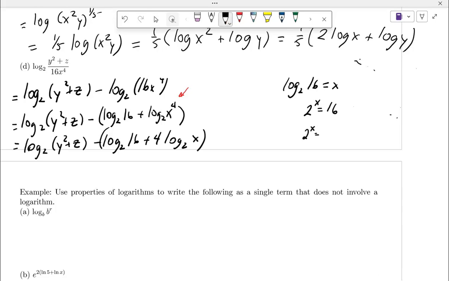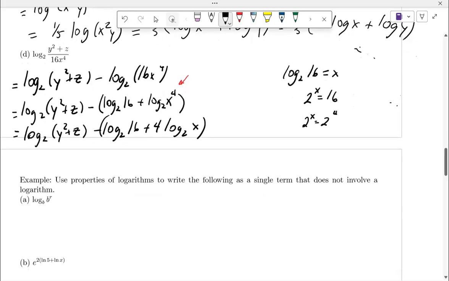2, because 16 is 2 to what power? To the 4th. Good. And so x equals 4. Great. Exactly right. Yep, setting those exponents equal to each other. Okay? So going back here to finish this last part off, I can replace that log base 2 of 16 with 4.